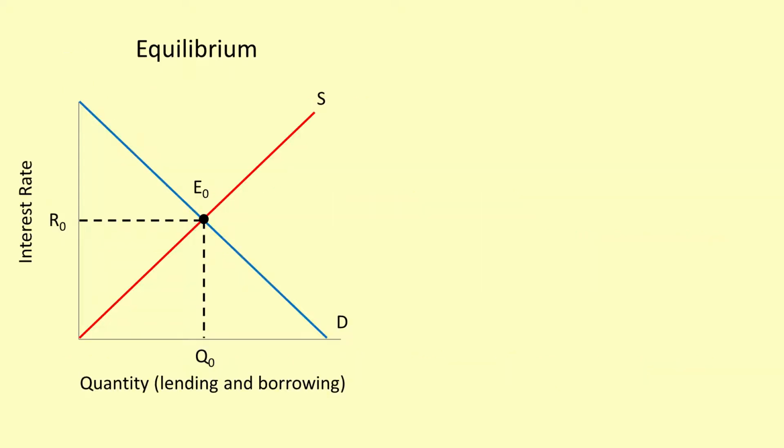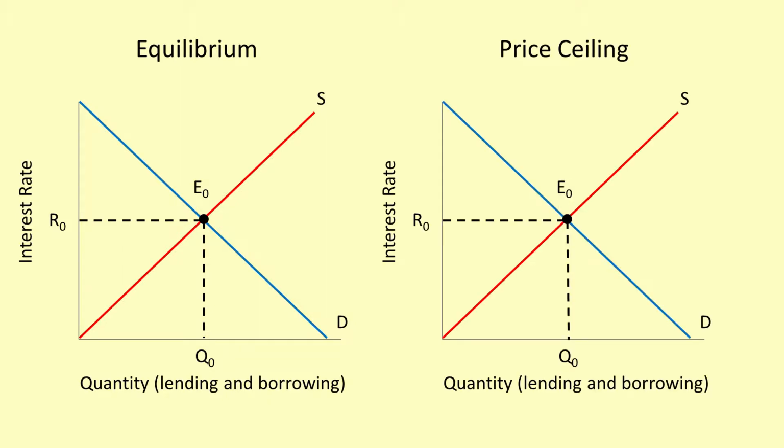First, let's look at a simple graph where the market is at its equilibrium. This graph shows a market in equilibrium at point E sub 0. Now we will use the same graph again with a price ceiling to be able to compare different characteristics of the graph. Let's add a price ceiling to the market.